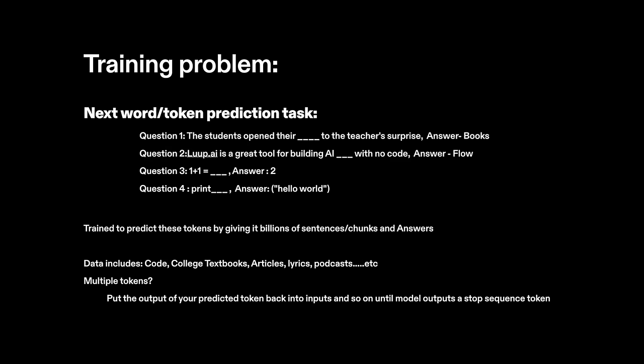So now more on the training problem I was just talking about. The way these large language models are trained is through a next word token prediction task, which basically gives the model the question as well as a blank that it's supposed to fill in. So here, obviously, the answer is books. So it's given all this surrounding context, and it's asked to predict the word.